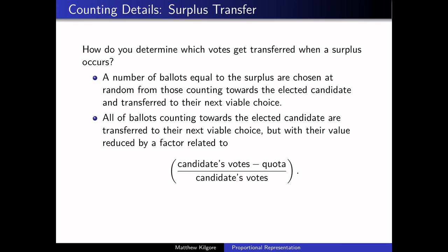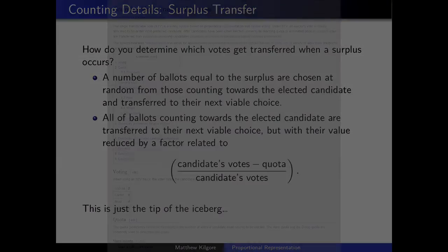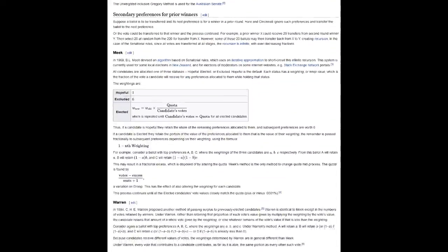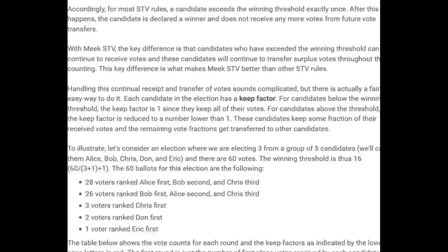If you want to get a reliable outcome that will never change, you have to use something called fractional transfer, wherein if a candidate gets double a quota, all of his votes get transferred, but with their value reduced by a factor of about a half. The actual formula is votes minus quota over votes, except not. You see, this is really just the high-level version. There are tons of different versions that take into account exhausting of ballots and secondary transfers. Those in particular are handled by things called Weeks' method.